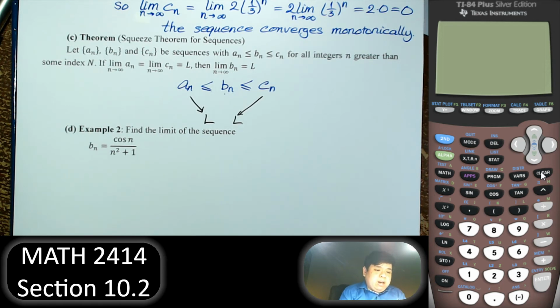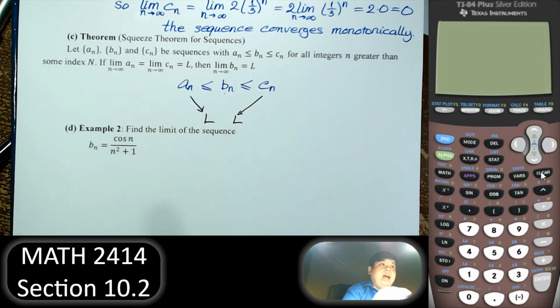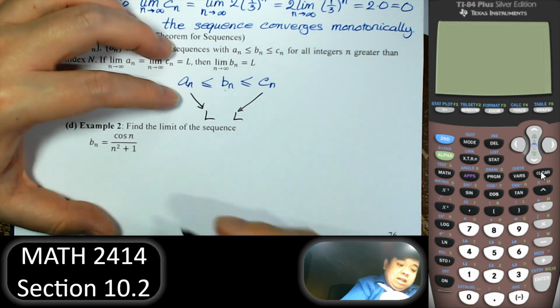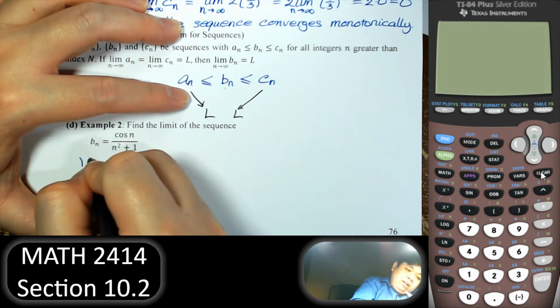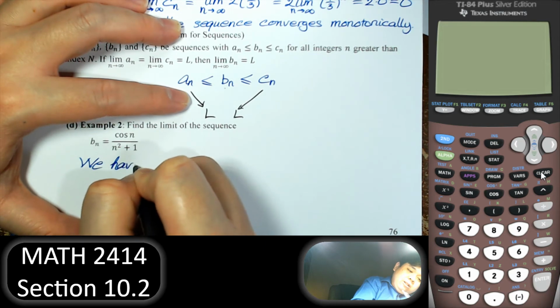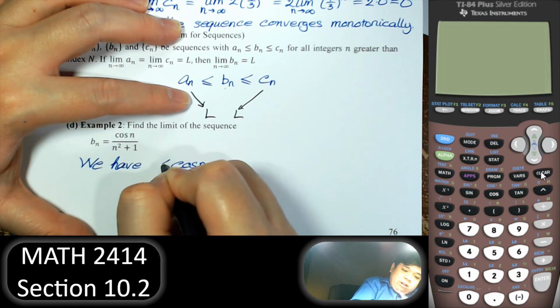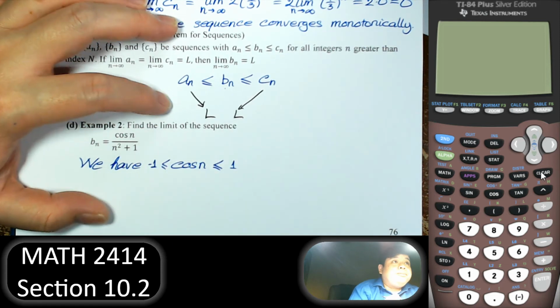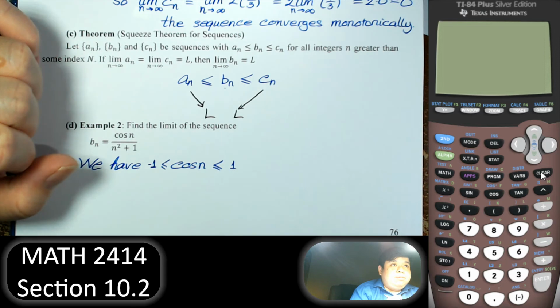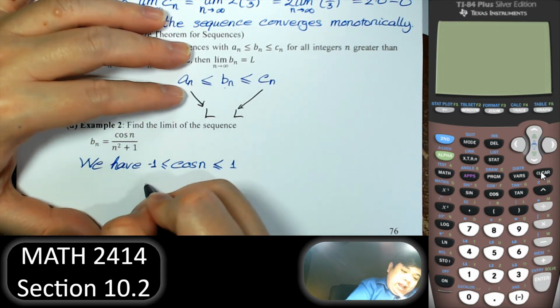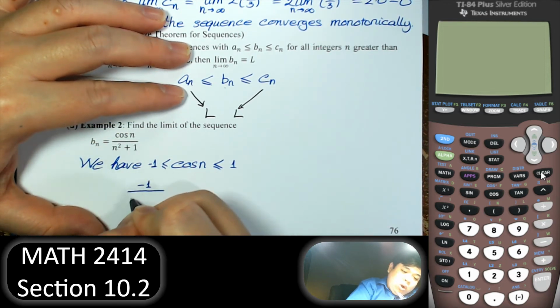Right, I'll find the limit of this sequence. Of course, this example is right below the Squeeze Theorem, which means we have to use it. To use the Squeeze Theorem, we have to write some inequality in this form. And luckily, it's cosine, and we know cosine is a wave, so it is between 1 and -1. Now if we just divide by n squared plus 1 on both sides.